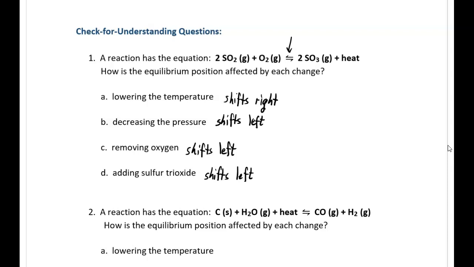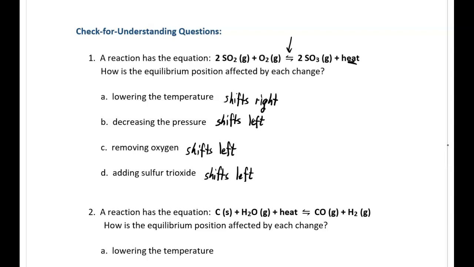Okay, so what happens if the temperature is lowered? The system will respond by doing something that will raise the temperature. It's going to make more heat. Here's where heat is located. It's a product of the forward reaction. So to make more heat, we want the forward reaction to increase in pace. The equilibrium position shifts to the right.